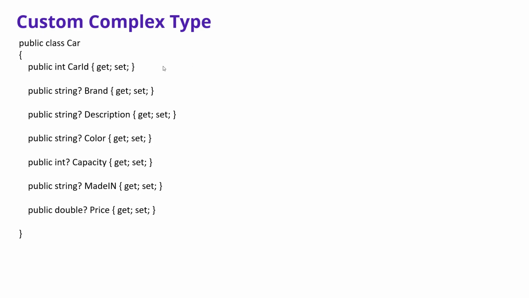Imagine that I have a concept like a car and its properties. Car ID, brand, description, color, capacity, made in which country, price, whatever. If I want to deal with such things in real scenarios to save the data, for example, one of the silly ways is something like this. Let's have a look.